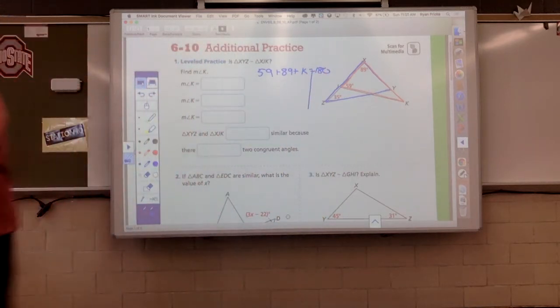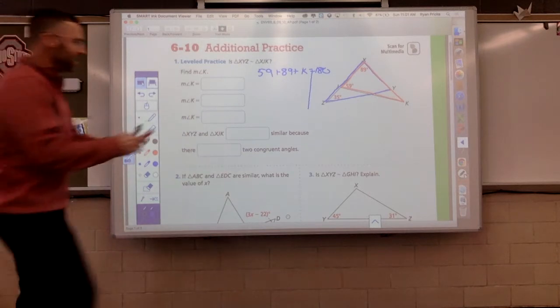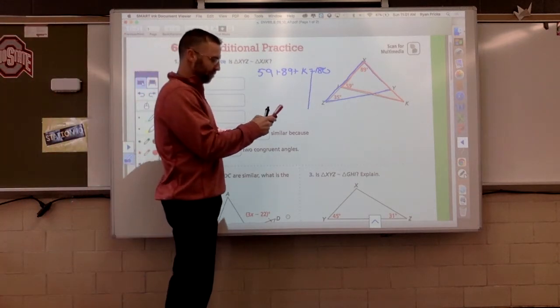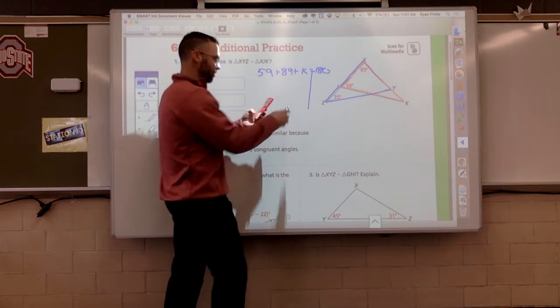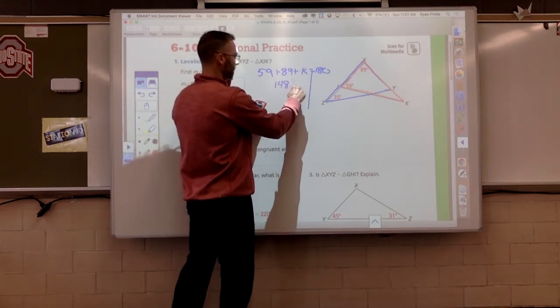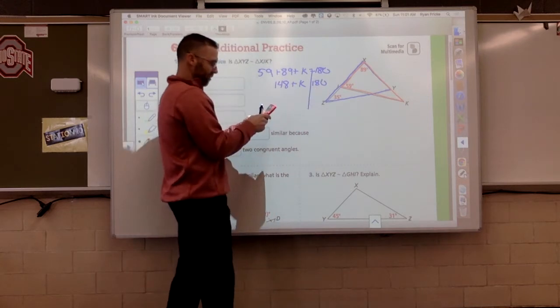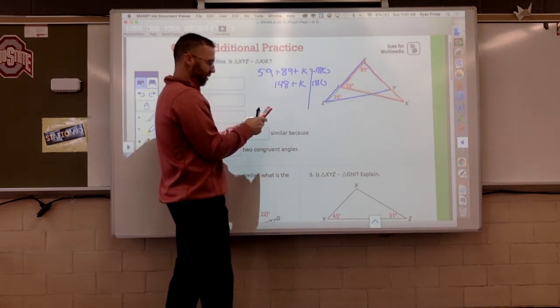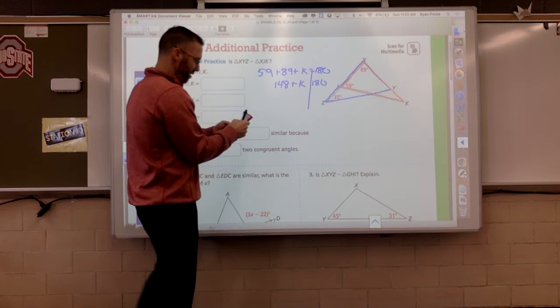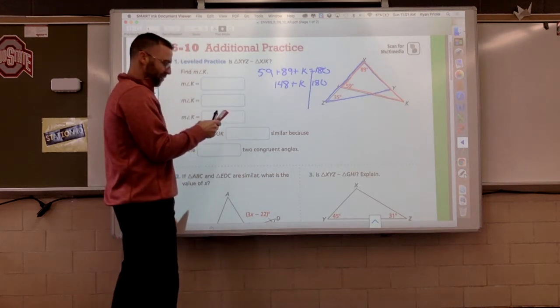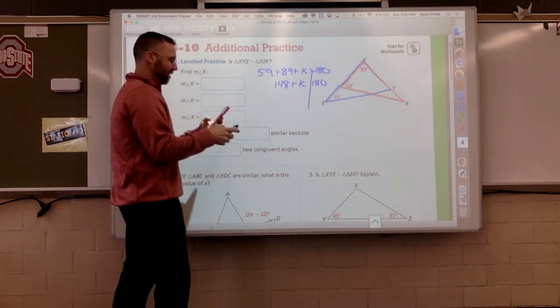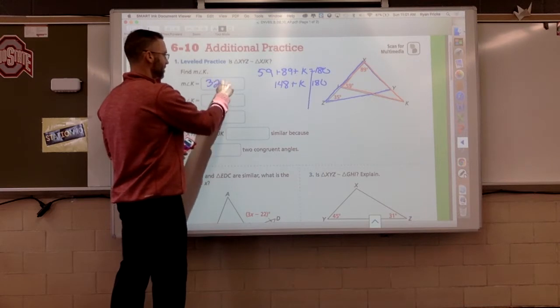What happened to the handy dandy calculator? Here it is. 59 plus 89 equals 148. So those two together, 148. And you know what the next step is. Subtract 180 minus 148. There it is, 32 degrees.